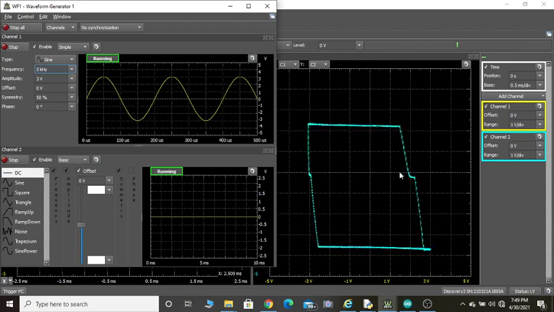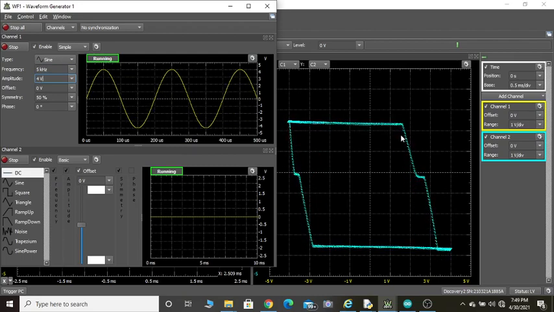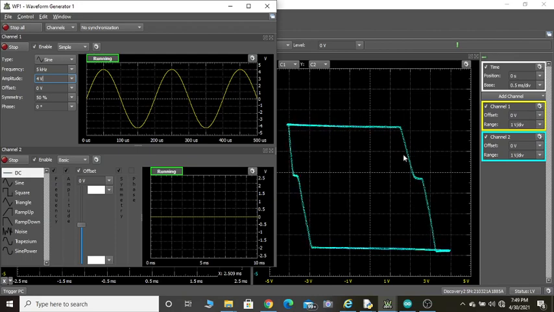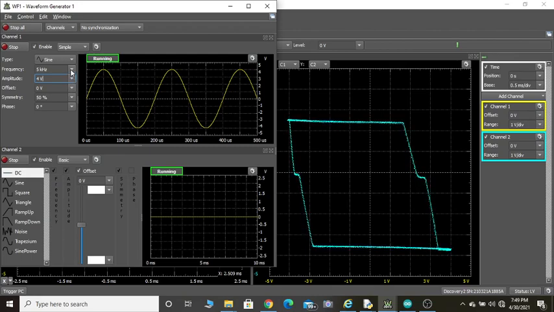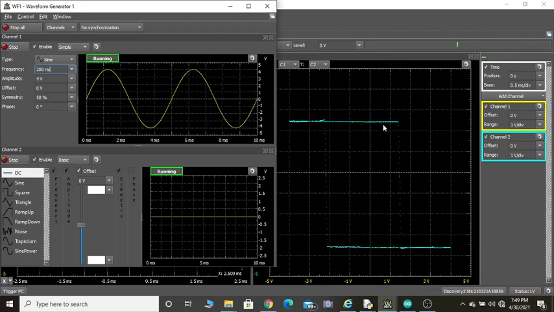Okay, this is what you can see. Of course, you can still make this 4 volt. You can see this is taking some time to go from plus V side to minus V side. This will be straight if you reduce the frequency to a lesser value. So maybe reduce the frequency here. This is the transition that is happening from plus V side to minus V side.